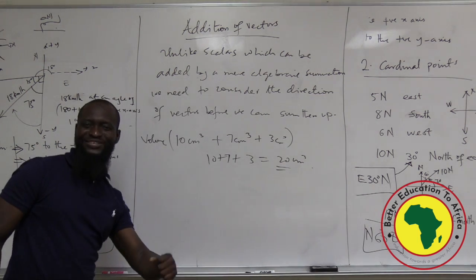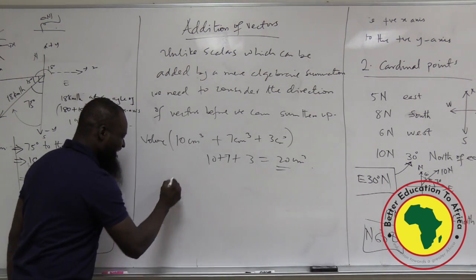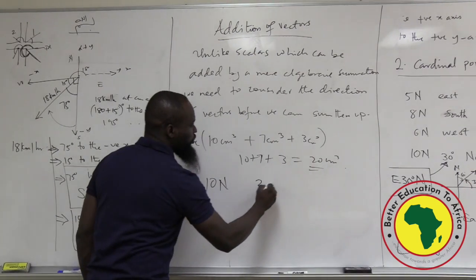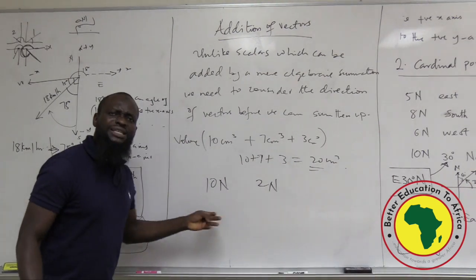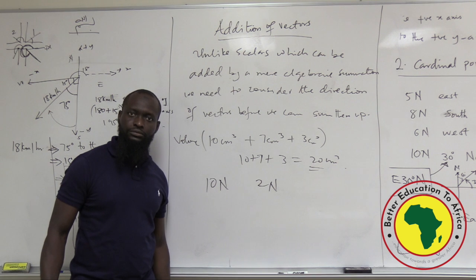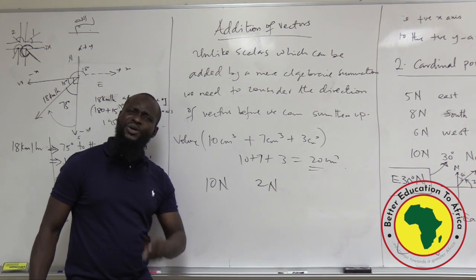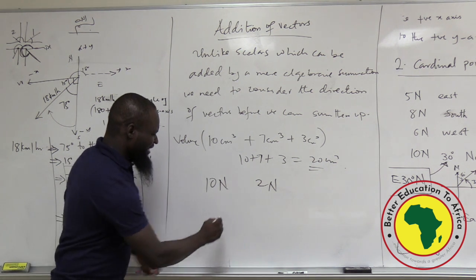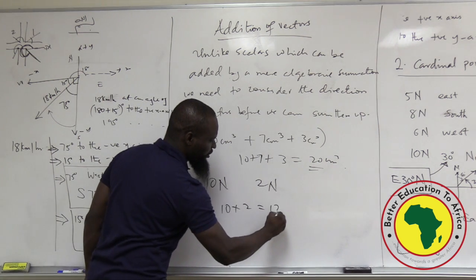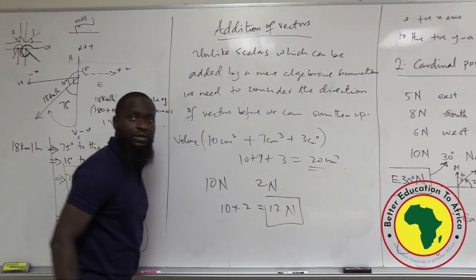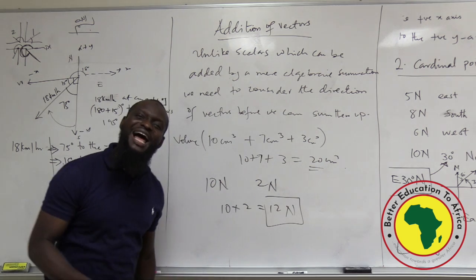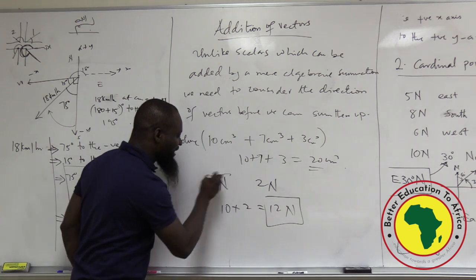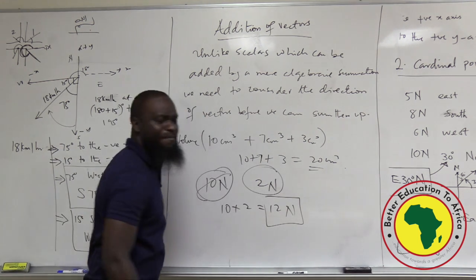But if I tell you that you have 10 Newton force and you have 2 Newton force, and I ask what is the total force? You are not allowed to tell me 10 plus 2, 12 Newton. You are most likely wrong. Why? Because I have not told you the directions of these forces before you can add them.